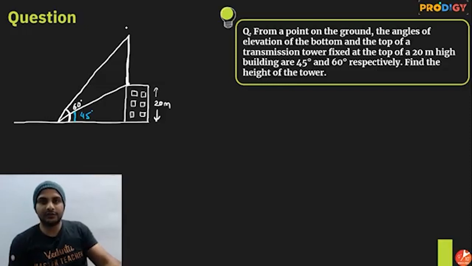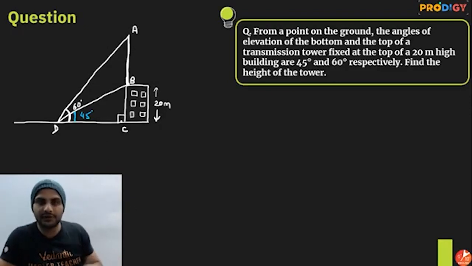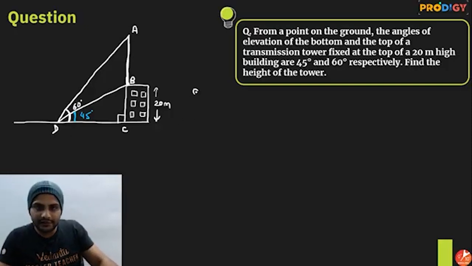Let's say this is A, this is B, this is C, and this is D. A, B, C, D are the points, and you can see a right angle over here. So we need to find out the length of AB. First let's look at triangle BCD, or triangle ACD. In triangle ACD, we can find out the length of AC.